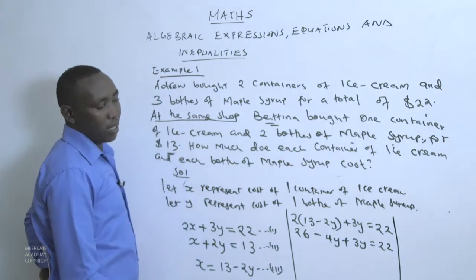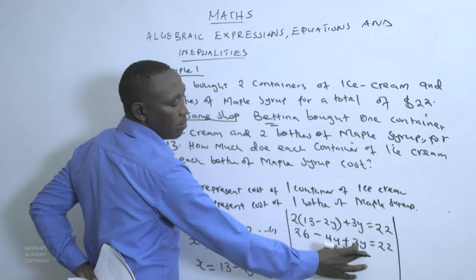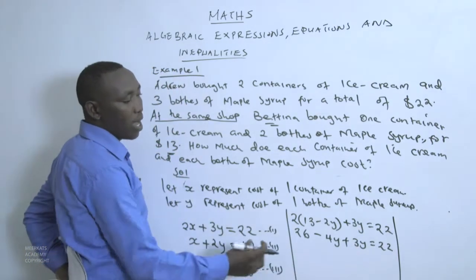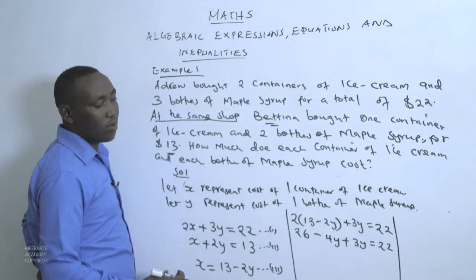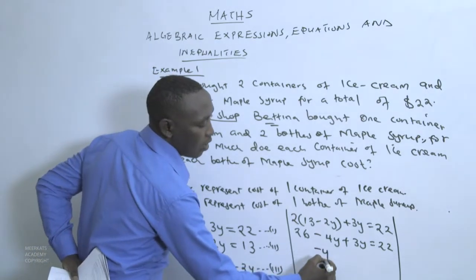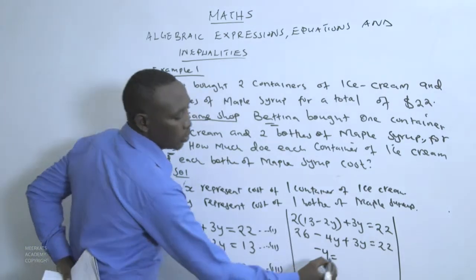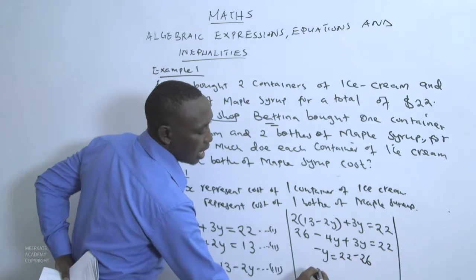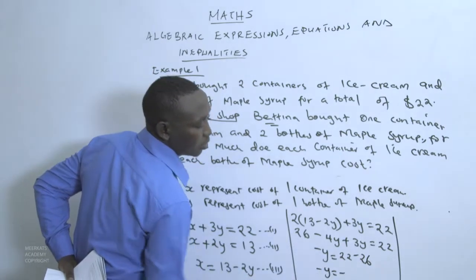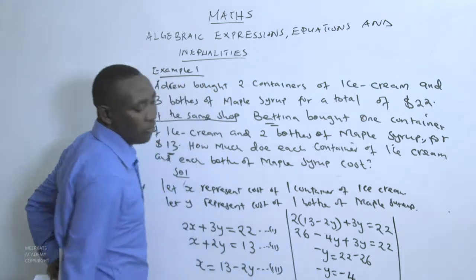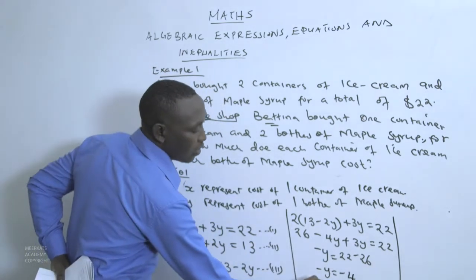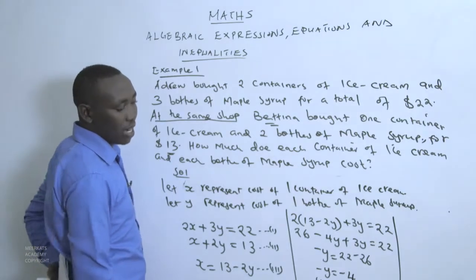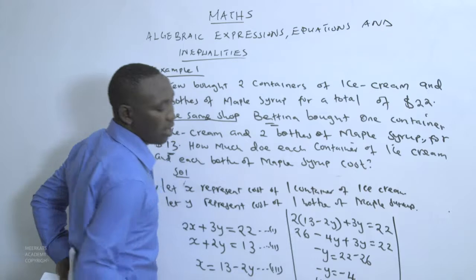When we group the like terms together, we'll remain with minus 4y and 3y on the left hand side. And when you add negative 4y and 3y, you'll get negative y is equal to 22 less 26. So this will tell us that negative y is equal to negative 4. And therefore, the value of y can be obtained by dividing through by negative 1, which will give us 4.